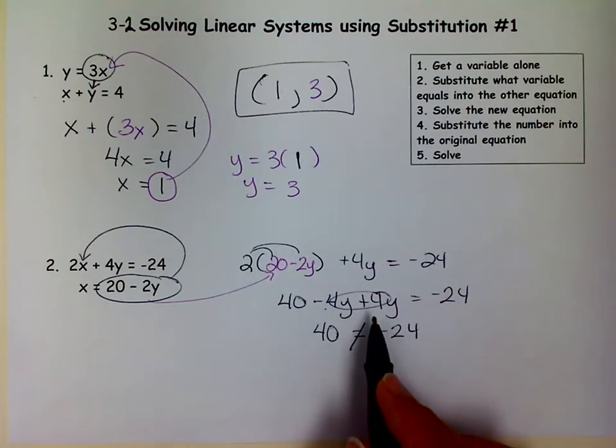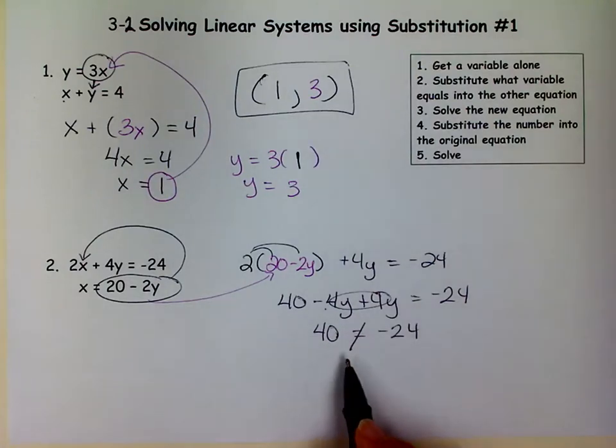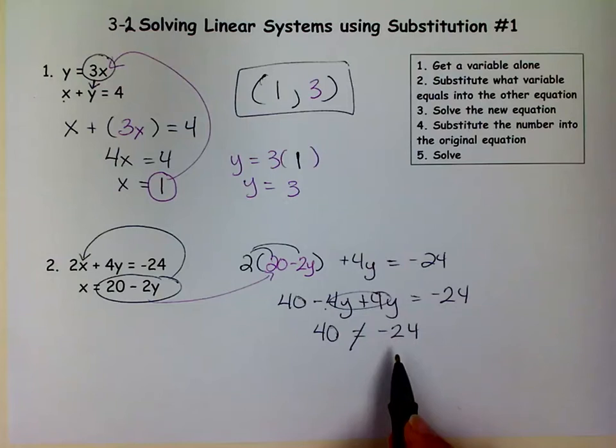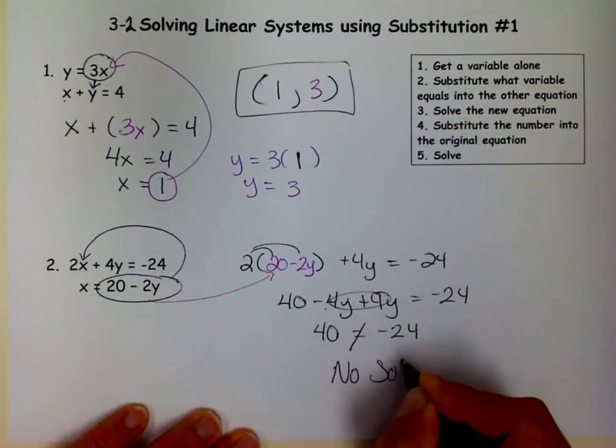And how you can tell the difference is if these two are actually equal. If I had gotten 40 equals 40, I would know it was the exact same line. But if I get things that are not true, they're not equal, 40 does not equal negative 24, then I know my lines are parallel and I have no solution.